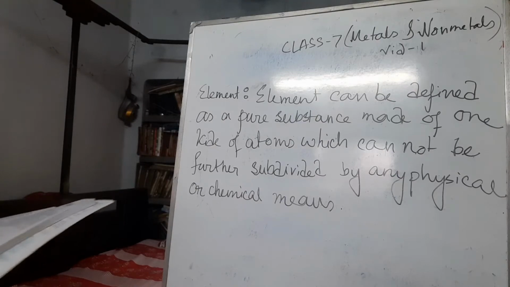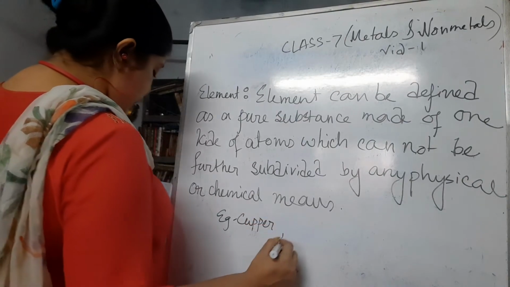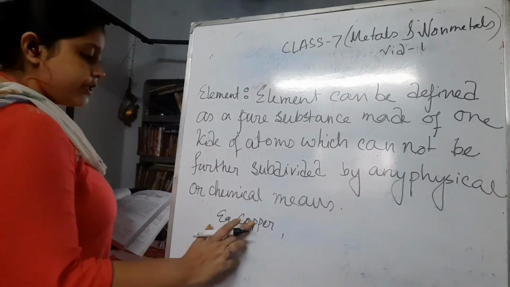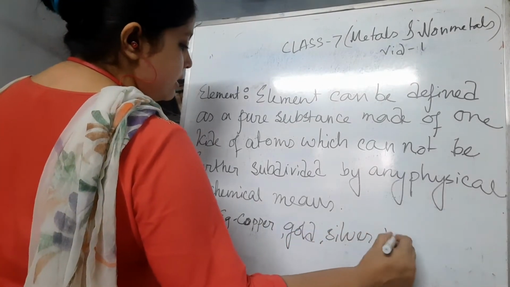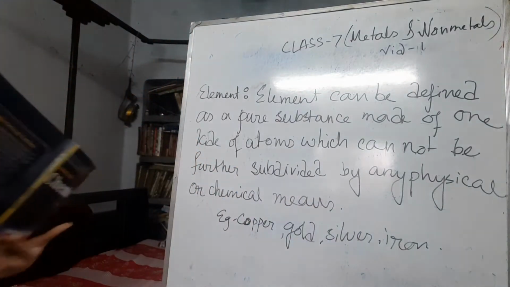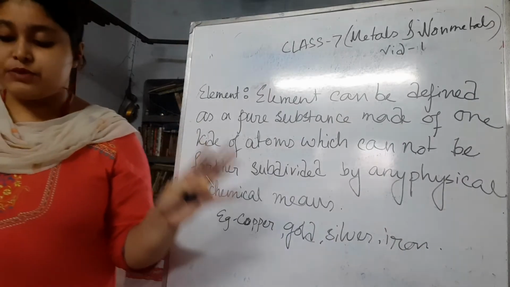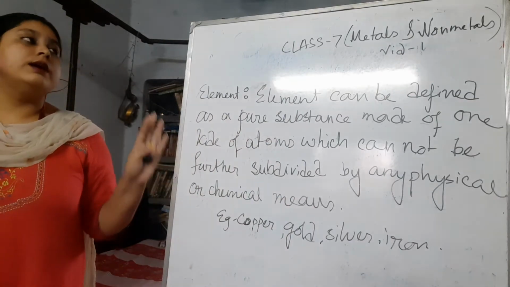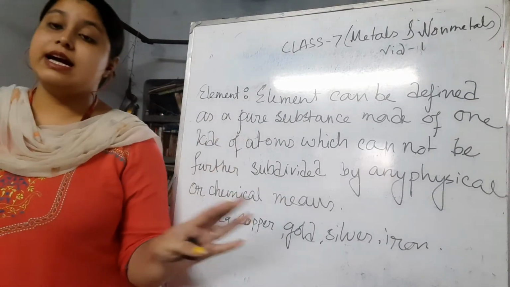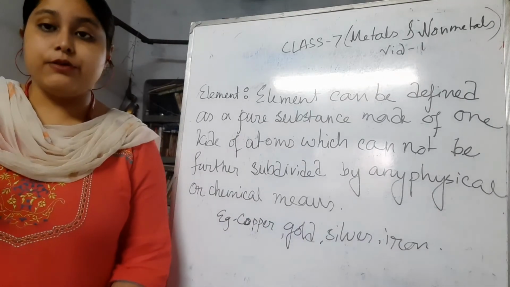So this is the pure substance where there is only one kind of atom which cannot be further subdivided. Some examples you can give are copper, gold, silver, iron, and many more. After knowing the definition of the elements, you have to subdivide them into metals and non-metals, because these are all the divisions of the elements, as well as metalloids and the inert gases.